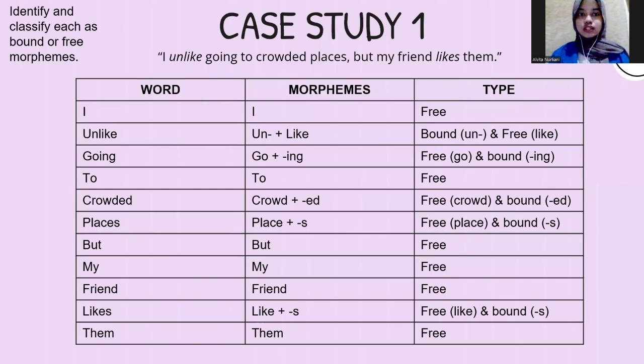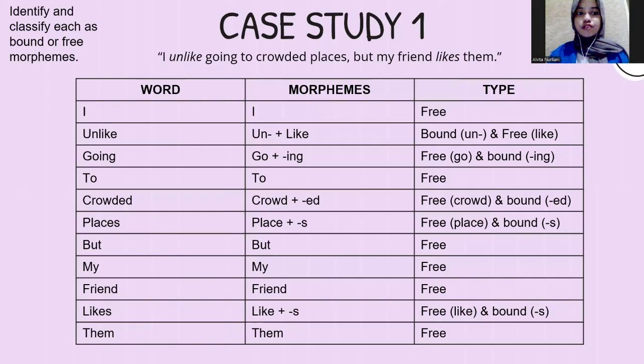And this is part 2 of case study. In case study 1, there is a sentence. I unlike going to crowded places, but my friend likes them. And we can identify and classify each as bound or free morphemes. In the word I, the morpheme is only one, I, and then the type is free morpheme.